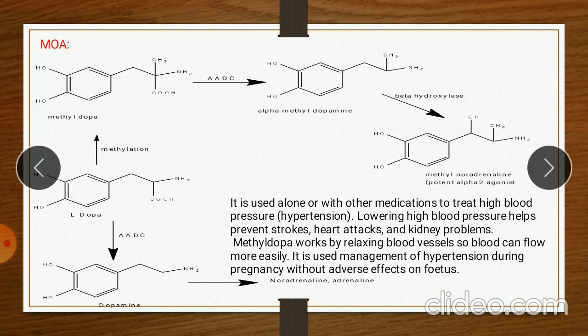Now, uses of this drug. Methyldopa is used alone or with other medication to treat high blood pressure, that is hypertension. Lowering high blood pressure helps prevent stroke, heart attack and kidney problems. Methyldopa works by relaxing blood vessels so blood can flow more easily. It is used in the management of hypertension during pregnancy without adverse effect on the fetus. So these are the uses of alpha-methyldopa.